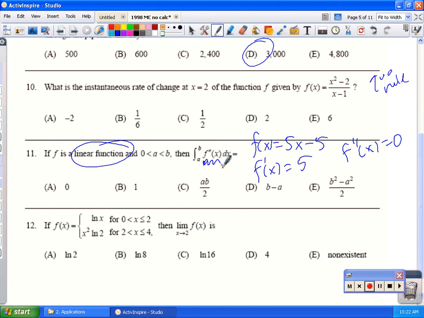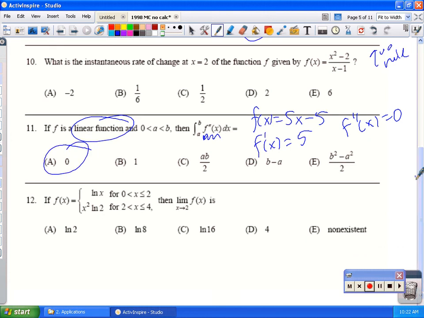If we anti-differentiate 0, we go back to a constant. And if we evaluate a constant from b to a, it would in this case be 5 minus 5, which is 0. Number 12, we're looking for a limit, yes or no? You know, like I do, that in order for limits to exist, the left limit must equal the right limit. Agreed? Left limit must equal the right limit in order for a limit to exist.